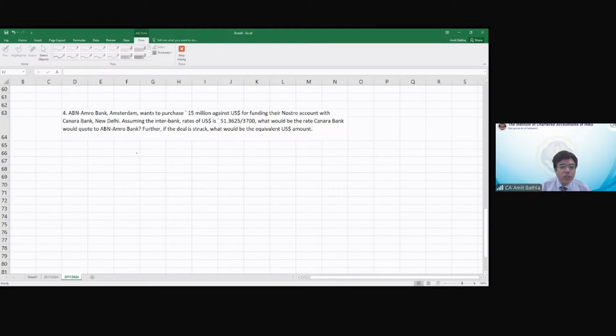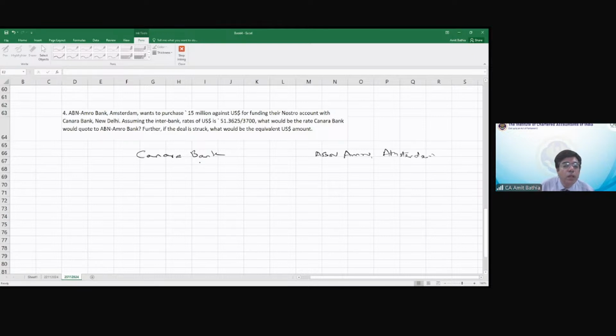So first and foremost, what is to be understood by us is here there is a particular transaction in which we have over here Canara Bank, right? Canara Bank, and then we have here ABN AMRO from Ahmedabad. Sorry, Amsterdam. My mistake.